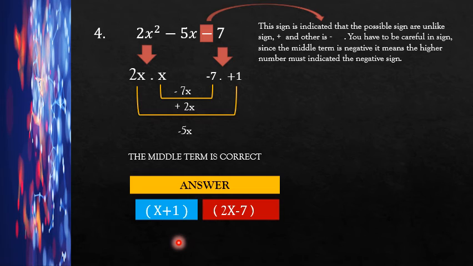If you're going to check it out, again, the middle term is the answer for the FOIL method. So 2x times 1 is 2x. Then this was negative 7x. They're the same. We got negative 5x. Alright, so let's go on.